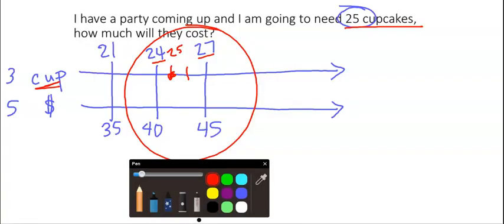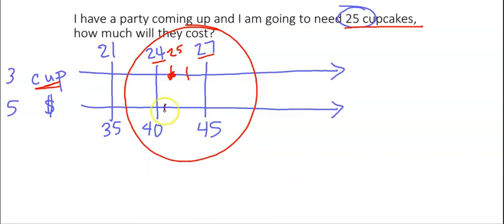And down on the bottom, remember, we're going by 5s. So I've got 41, 42, 43, 44, and $45. So if I were to cross this line here, go straight down and see where it crosses, it's going to cross at about $42. So how much money is it going to cost to get 25 cupcakes? About $42.